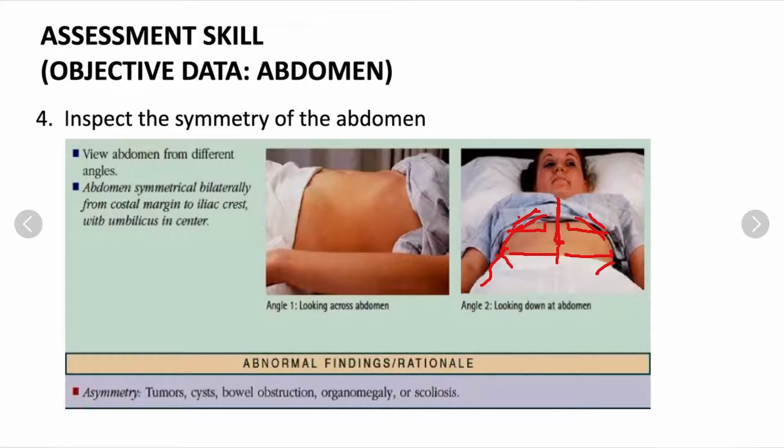Okay, so abnormal findings would be asymmetry. It may be caused by tumor, okay, bowel obstruction, or organomegaly. So usually for abnormal symmetry, you could see the patient having an abdomen bigger on this side and then abnormally displaced while lying flat. Okay, so make sure that your patient is lying flat on bed when doing so. So this one is abnormal. There's slight deviation on the patient's right side of the abdomen rather than the left side.